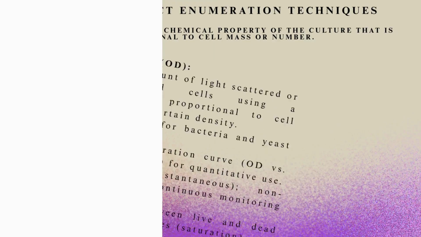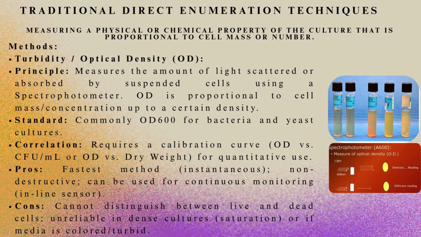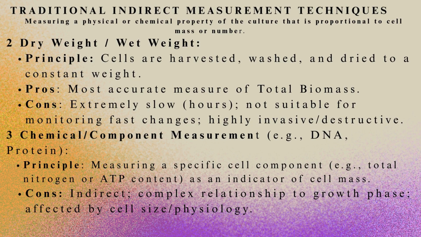Moving on to indirect methods, which measure a property of the culture that's proportional to the cell number or mass. Turbidity, or optical density, is a great example. This method uses a spectrometer to measure the amount of light scattered by the suspended cells. It's an instantaneous method that is non-destructive, and it can even be used for continuous monitoring. However, a major drawback is that it can't distinguish between living and dead cells, and it can become unreliable in very dense cultures.